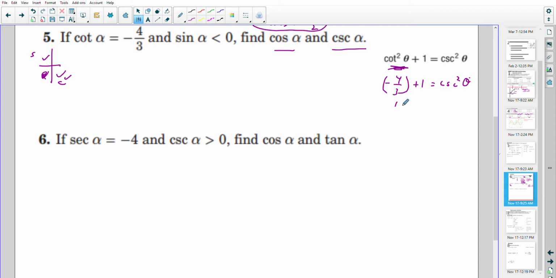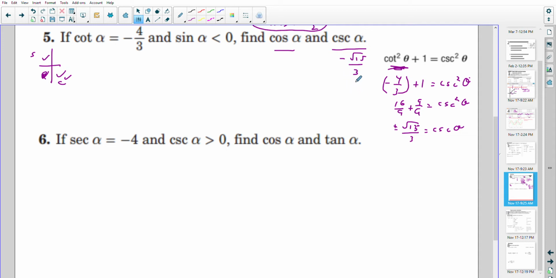So this becomes 16/9 plus 9/9 equals this. And that means that square root of 15 over 3 is equal to the cosecant of theta, plus or minus. Now, when you're looking at this, you go to this quadrant now, determine plus or minus, and therefore the sign is going to be negative. Therefore, this answer is going to be a negative square root of 15 over 3.